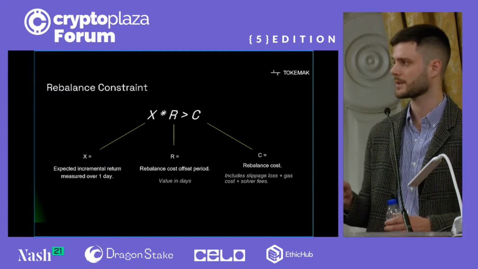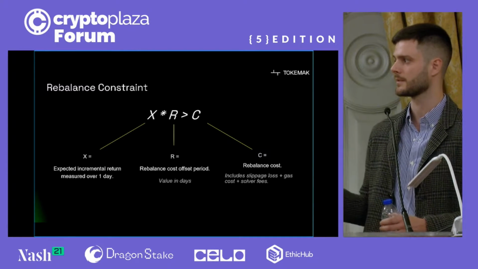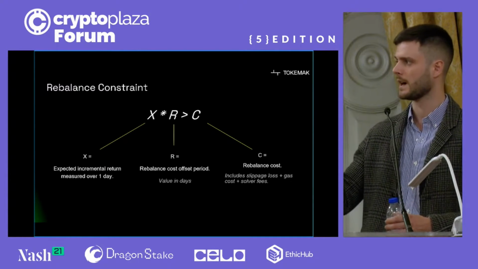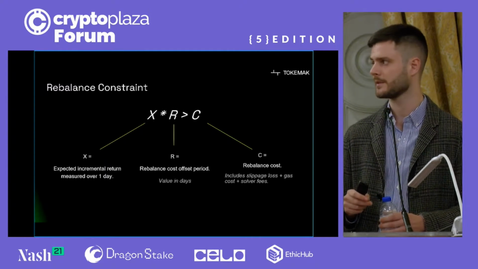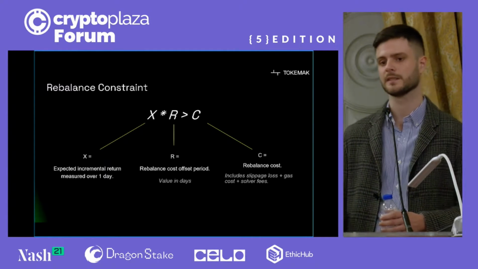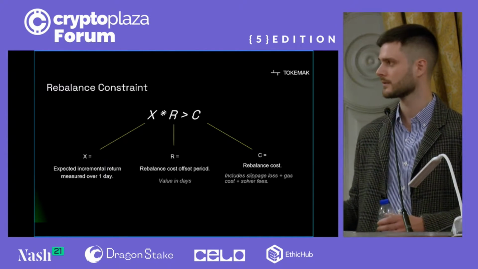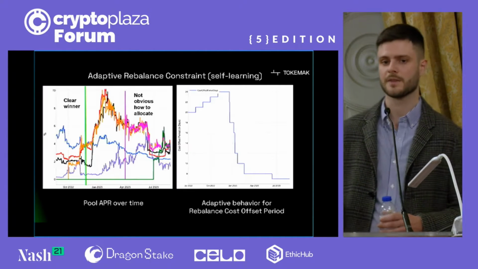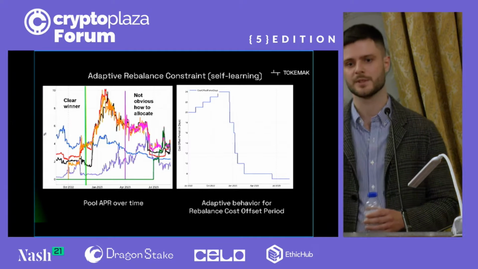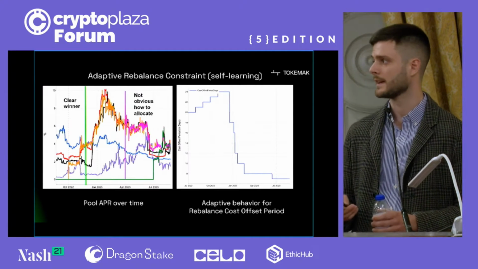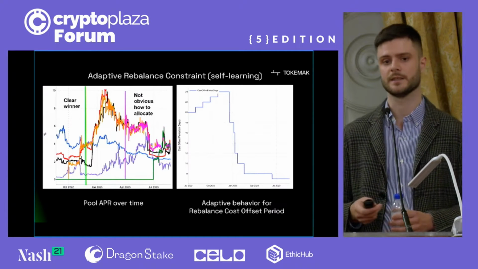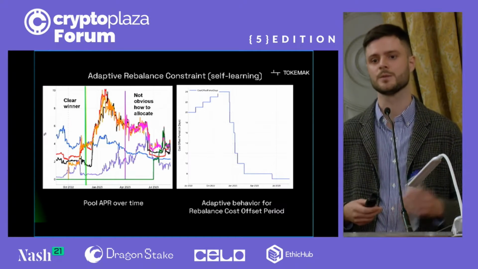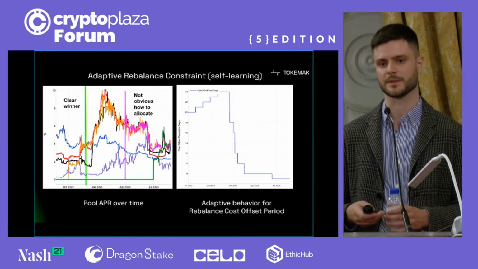Now, the two important questions to address here are the following. How do you define R, which is the rebalance cost offset period? And how do you actually conduct the liquidity rebalance? So this R value is adaptive. This is the machine learning part of the system. And it is adaptive in the sense that depending on the market conditions, the system is either going to loosen or tighten this R parameter.